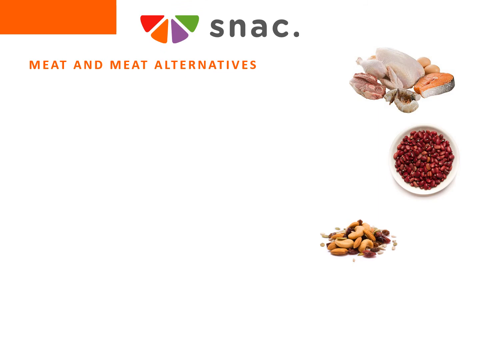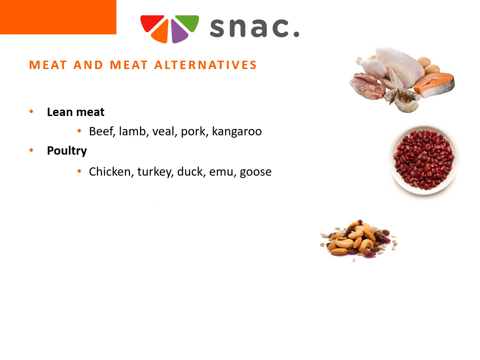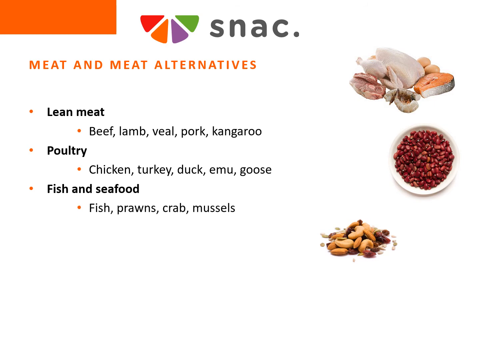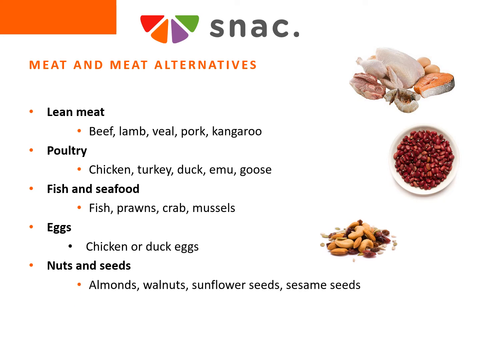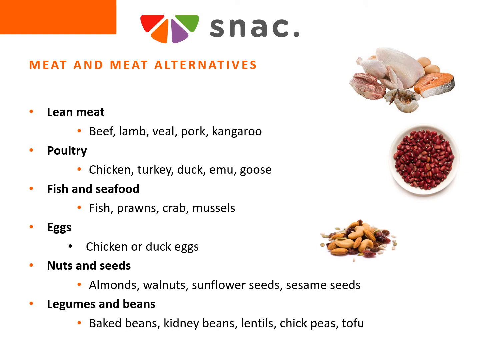So our meat and meat alternatives, we have our lean meat such as beef, lamb, veal, pork and kangaroo, poultry such as chicken and turkey, fish and seafood such as fish, prawns, crabs and mussels, eggs, either chicken or duck eggs, nuts and seeds such as almonds, sunflower seeds, sesame seeds, legumes and beans, so things like baked beans, kidney beans, lentils, chickpeas and tofu.